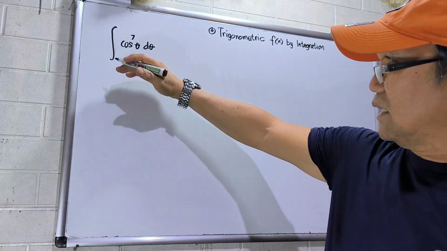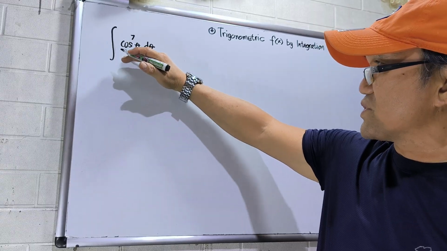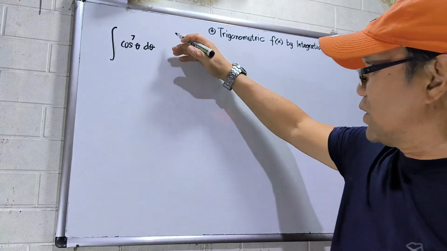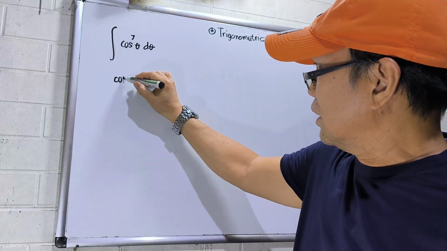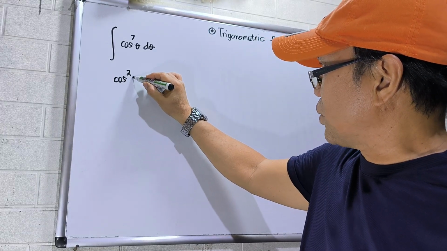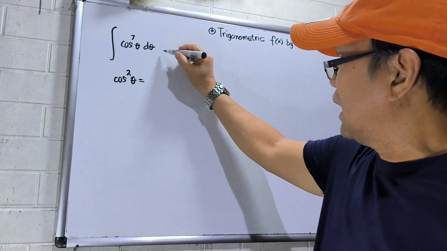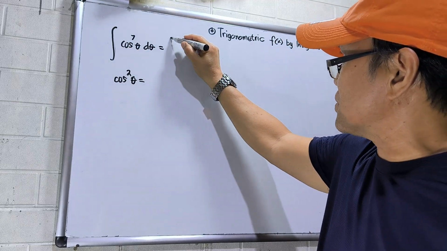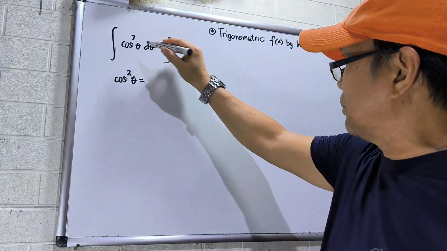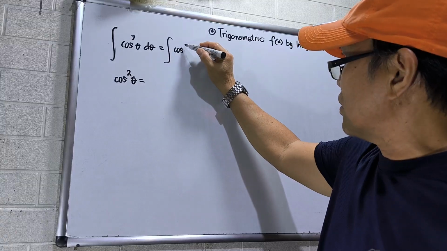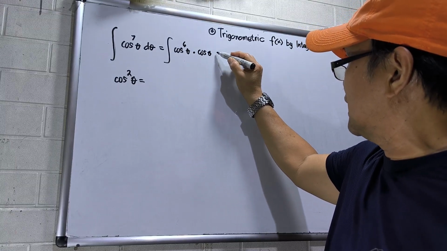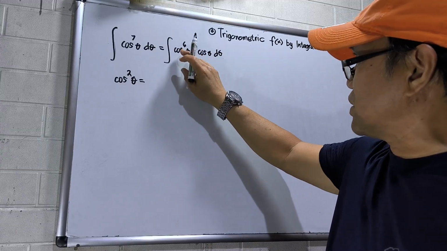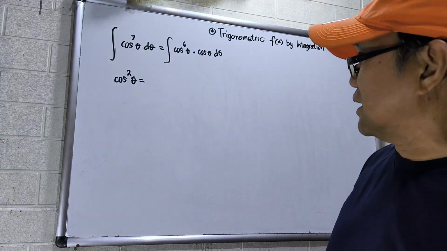So I have here the integral of cosine to the 7 theta d theta. Let us recall our cosine squared theta. By the way, I have to split this one first. So this will be cosine, I will make this even. This will be cosine to the 6 theta times cosine theta d theta. If we add these, it will be cosine 7 theta d theta.